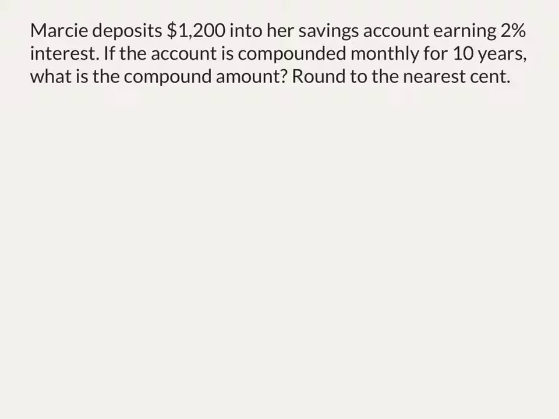Marcy deposits $1,200 into her savings account, earning 2% interest. If the account is compounded monthly for 10 years, what is the compound amount? Round to the nearest cent. So compound amount is the same as maturity value, or the future value. It's how much total of the principal and the interest that we'll earn using compound interest.